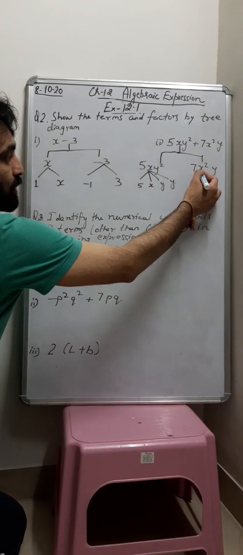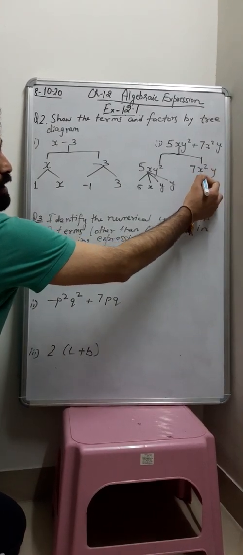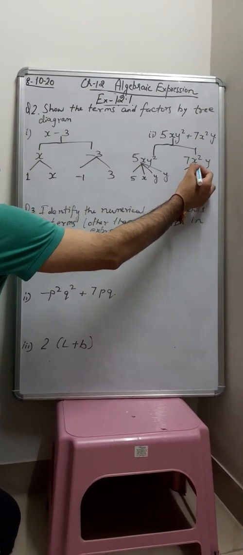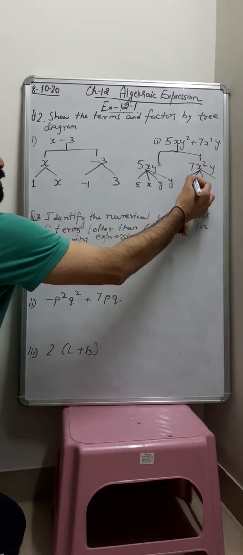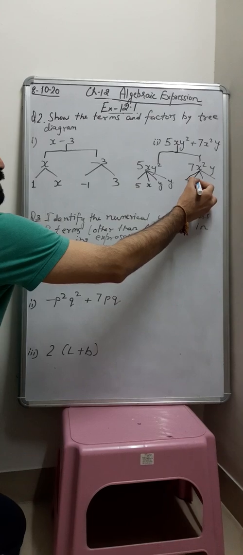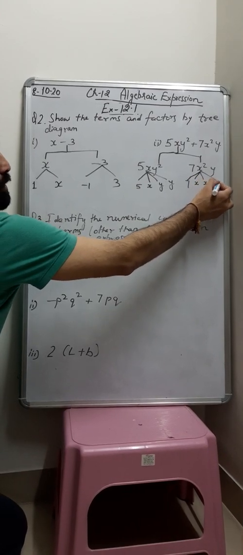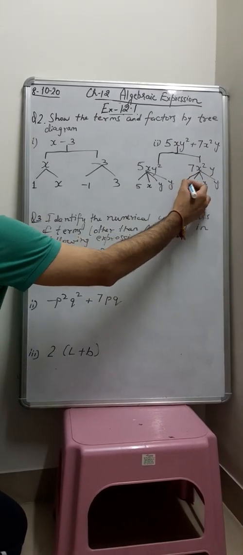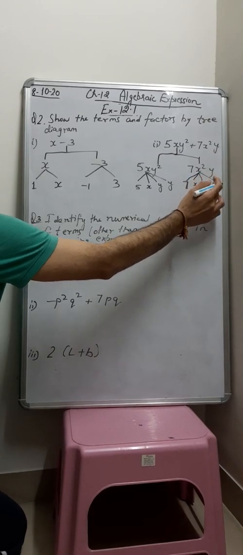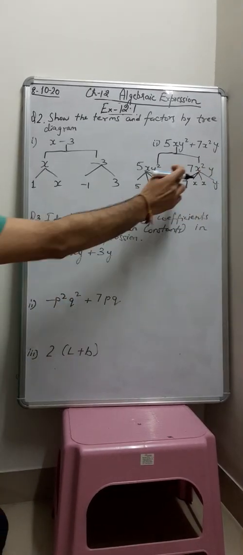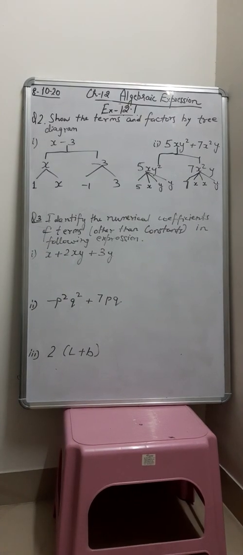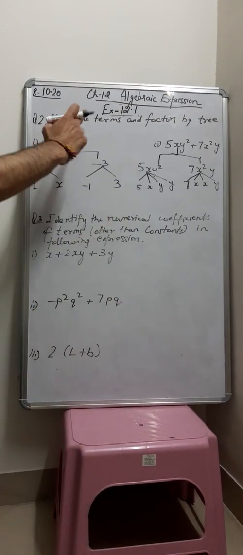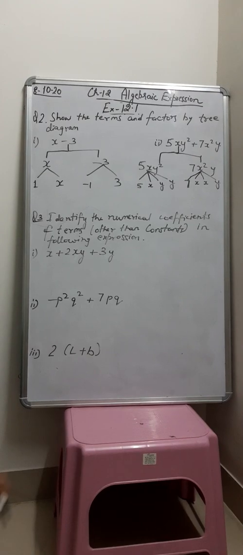And next there is 7x square y. So here the factors will be 7, x and y. These are all factors of 7x square y. So in this way we can draw a tree diagram showing the terms and the factors.